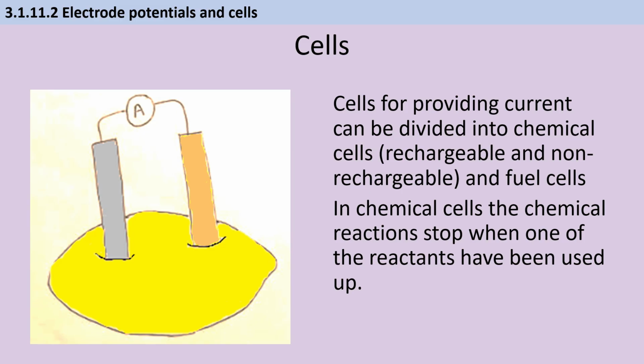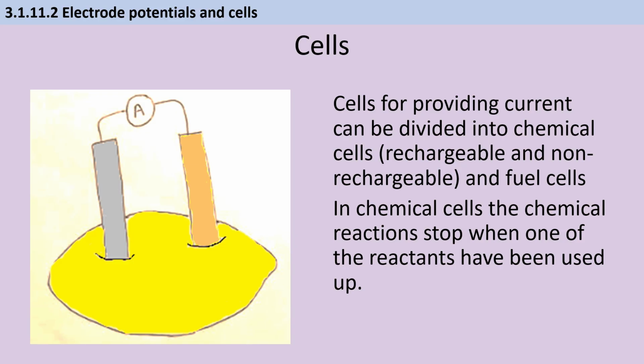Electrochemical cells can be split into three types. Firstly, we divide them into chemical cells and fuel cells, and then chemical cells can be divided further into reversible cells that you can recharge and irreversible cells which you can't. In a chemical cell, the chemical reaction stops once one of the reactants has been used up. If it's a rechargeable cell, you then apply a big voltage to reverse the reaction and turn the products back into reactants so that you can use it again.